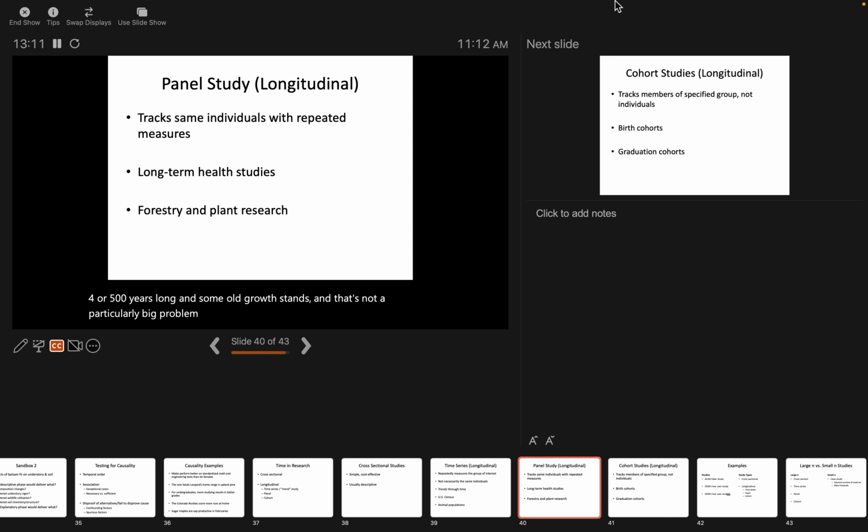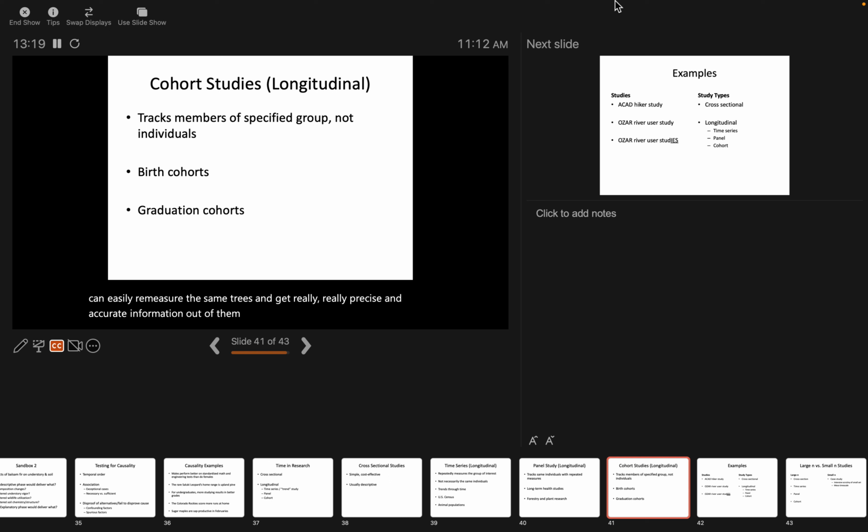Like, those trees aren't going anywhere, so you can easily remeasure the same trees and get really precise and accurate information out of them. The less rigorous but way easier to actually happen study is a cohort study, where you track members, you resample the larger group, but not necessarily remeasuring the same individuals.